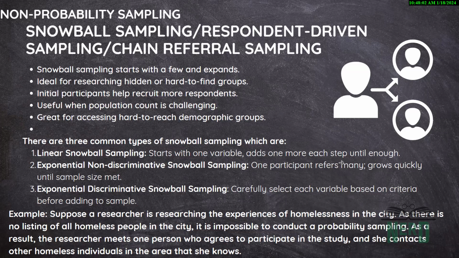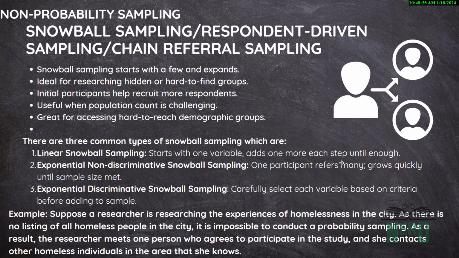Right. Next we have exponential discriminative snowball sampling. That was non-discriminative, this was discriminative. So this method is a bit more selective. You don't just take everyone who comes along. Instead, you have a set of criteria and you screen people to make sure they fit what you're looking for before adding them to your sample. It's like having a bouncer at the door of a club, checking if people meet the dress code, right?